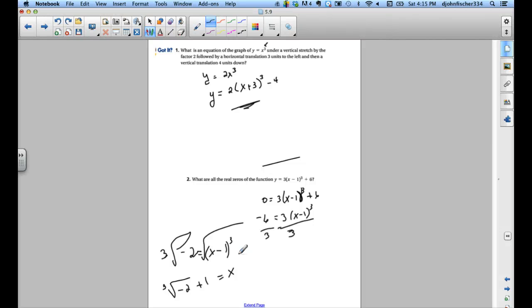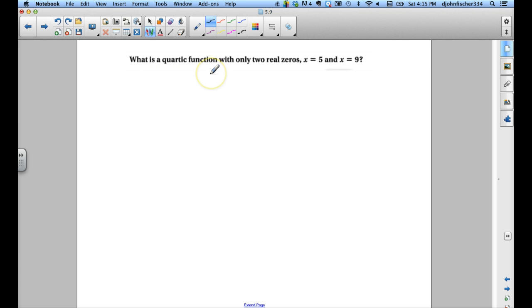If we look at how it changes the function and work it out, let's look at what is a quartic function with only 2 real zeros. Well, how do you think we should do this? So what I want to say here is there are many answers to this. So there's not just one answer that will work in this.